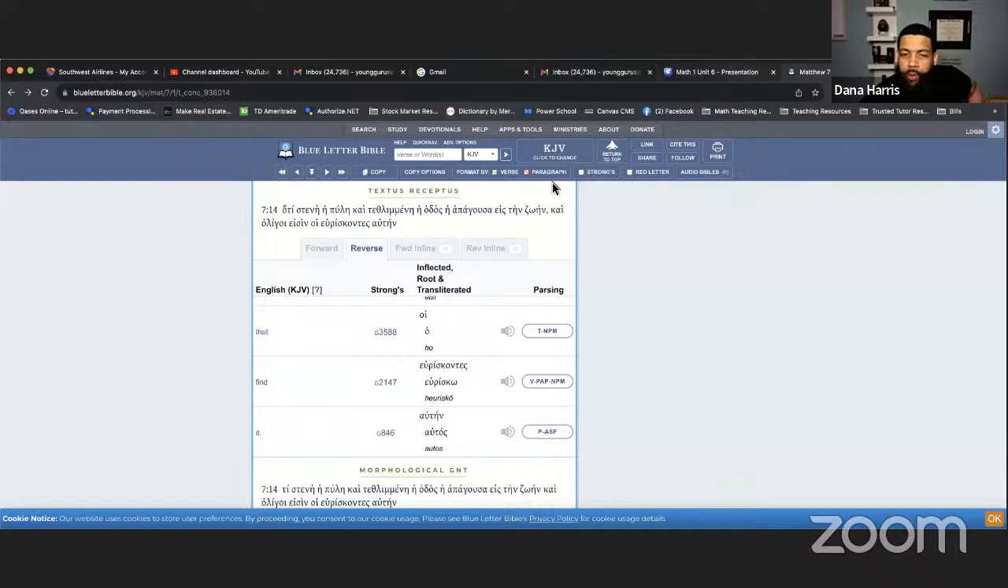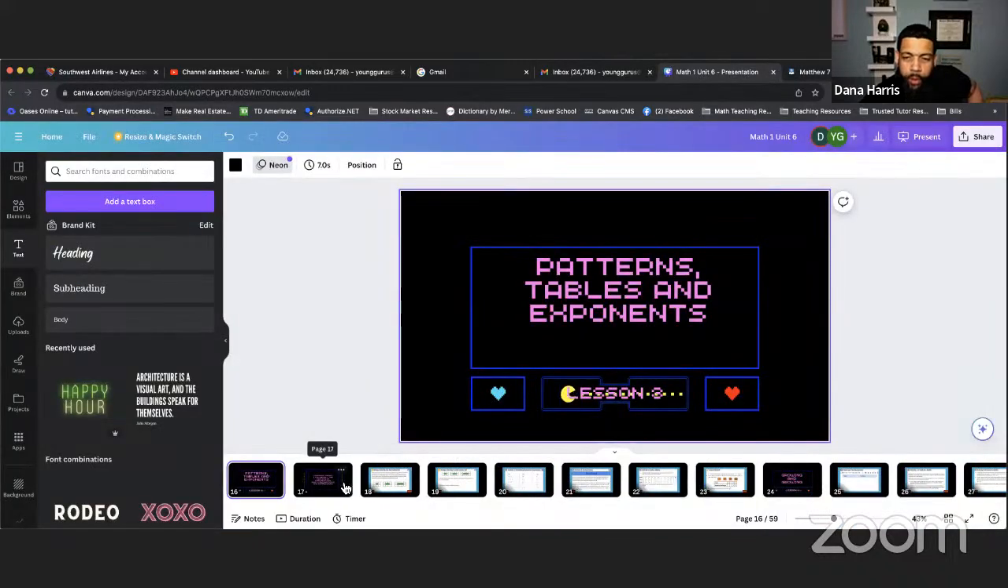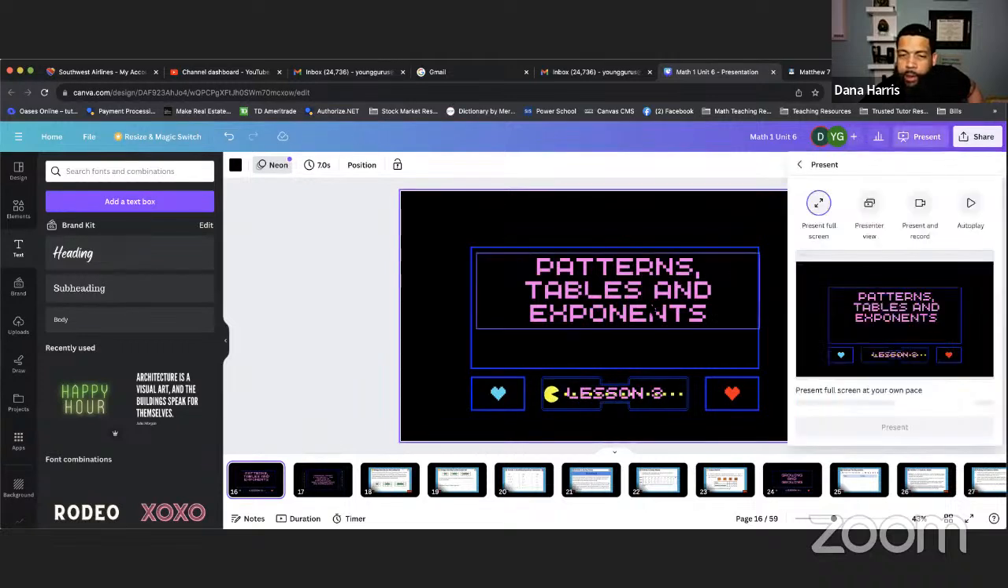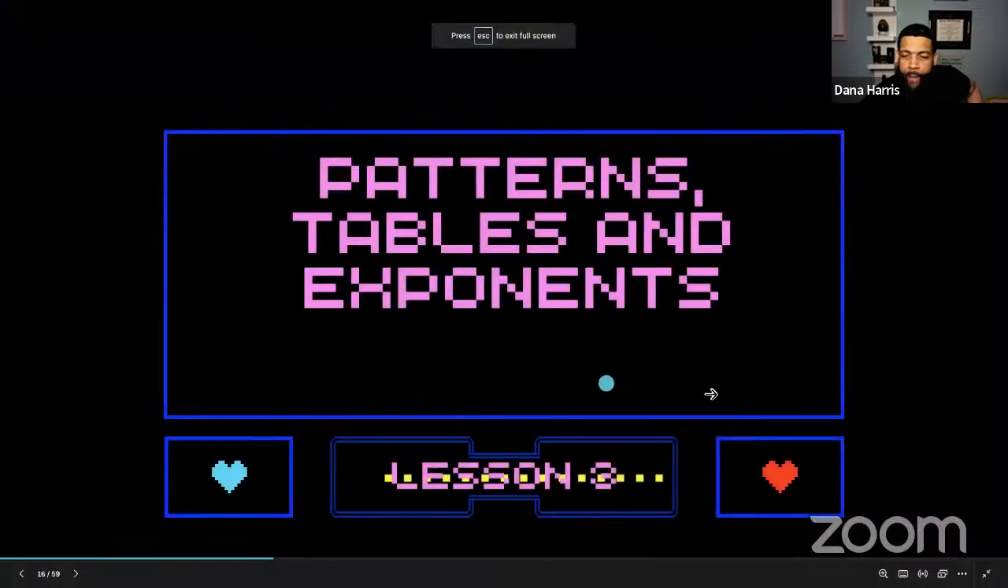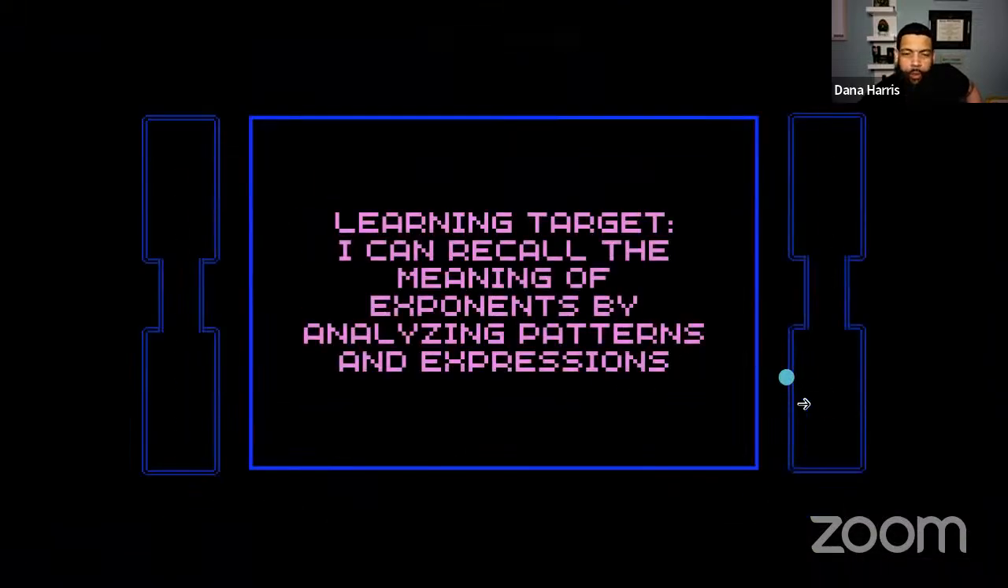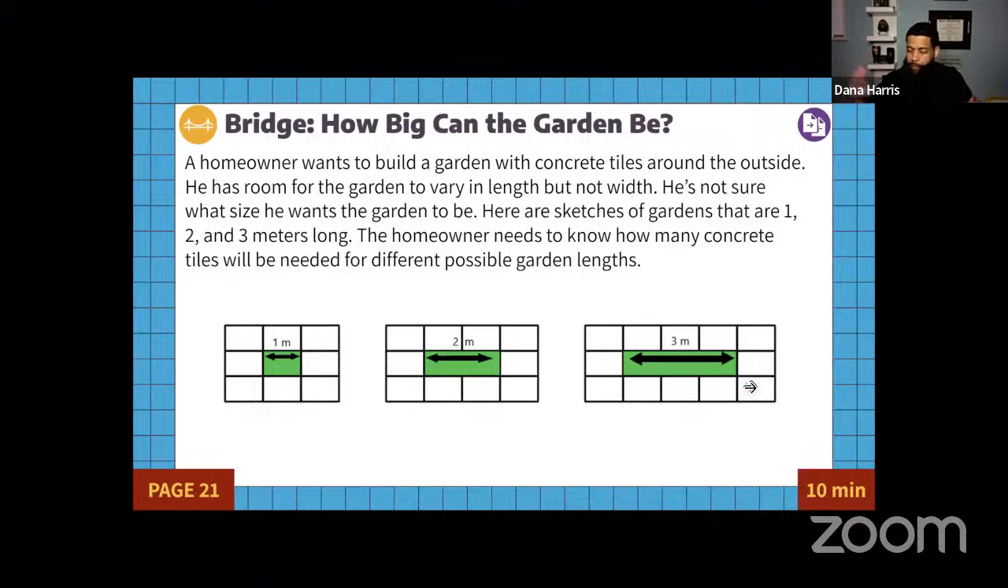And so, yeah, we're talking about lesson 3 from unit 6. This one is just talking about patterns and tables with exponents, and how these tables and patterns look when we're dealing with exponents, right? So let's go ahead and get right into this. I am going to share my screen and present this. All right. So when we look at this, you want to be able to recall the meaning of exponents by analyzing patterns and expressions. Okay, so somehow we're going to have exponents in here in an underlying way. So let's get right into it.